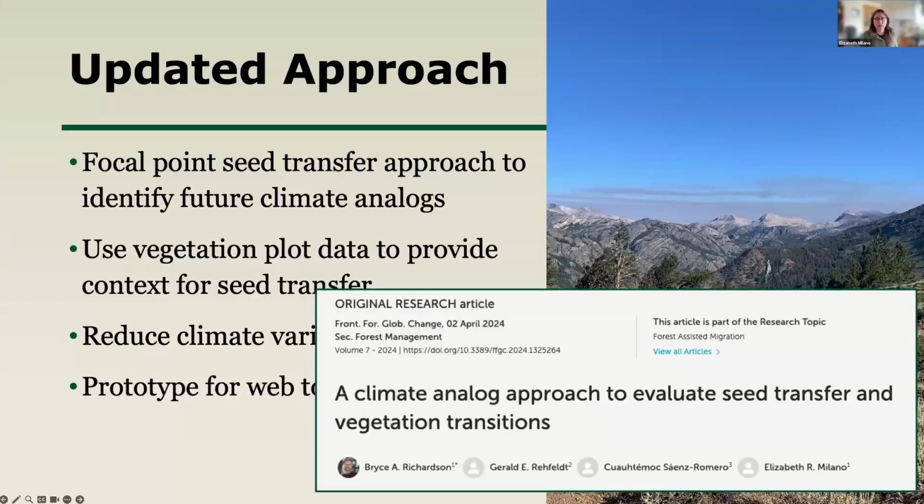So this work has already come out this year in April, and you can find the data and scripts in the publication. However, we are in the final stages of web tool development, and we'll be releasing it in early 2025.